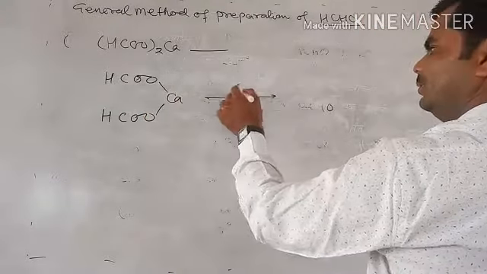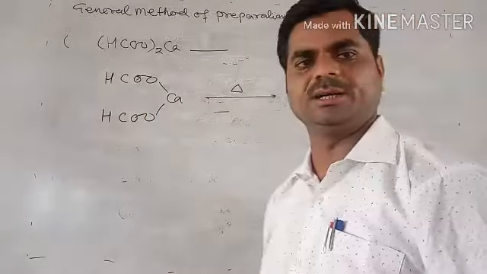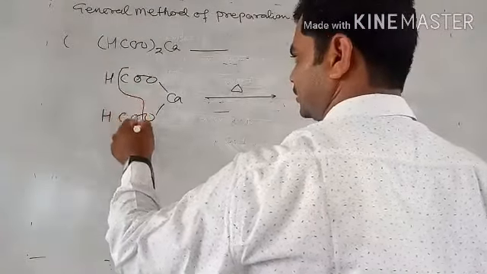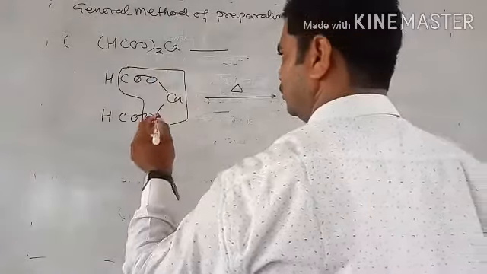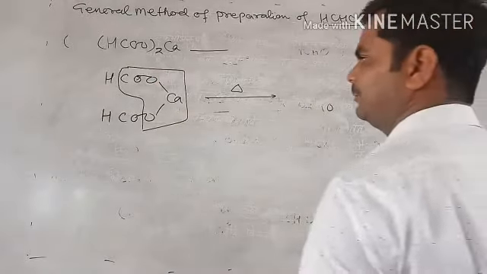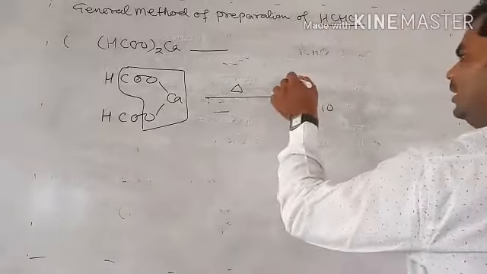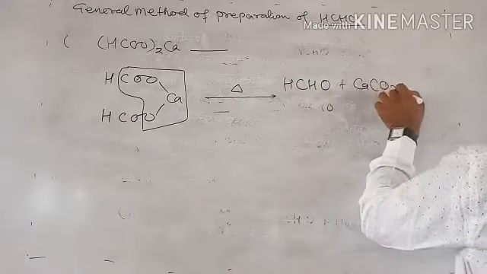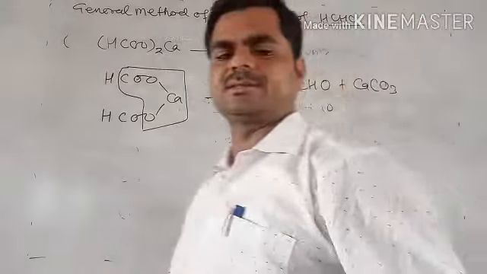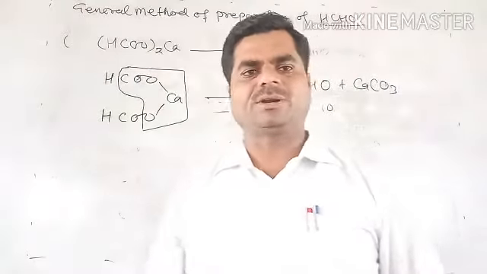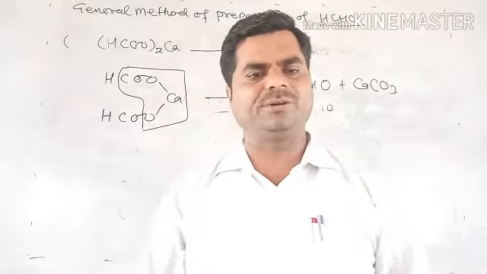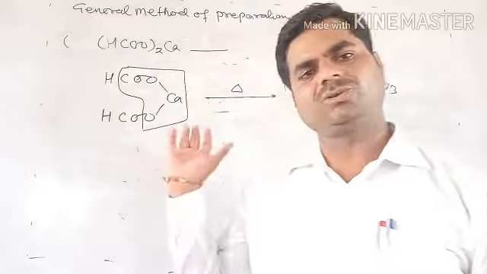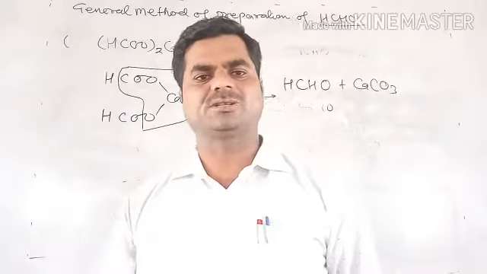Now when this calcium formate is heated, one molecule of calcium carbonate, CaCO3, is removed from it, and the remaining part is HCHO. So, dear students, we form formaldehyde by using the following different reactions. There are following general methods of preparation of formaldehyde.